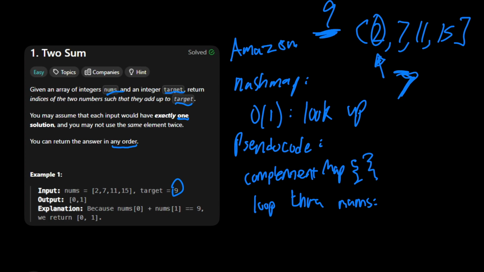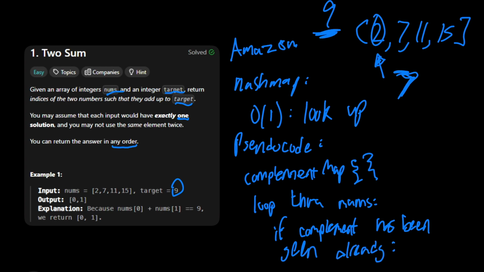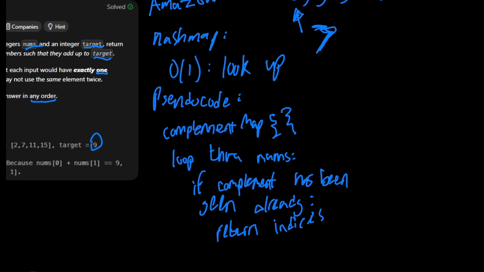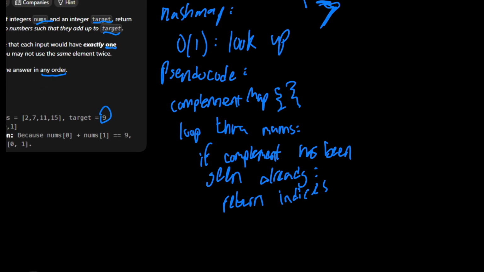We first want to check, is the complement being seen already? So first thing we want to do is check if complement has been seen already, and we'll put this in the code in a bit. Then that means we've seen both the number and its complement that we need. So we can just return the correct indices. Okay? So we return the correct indices.